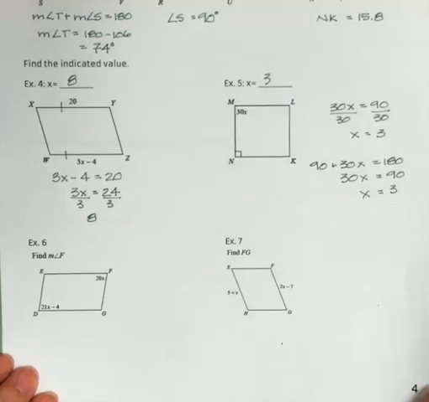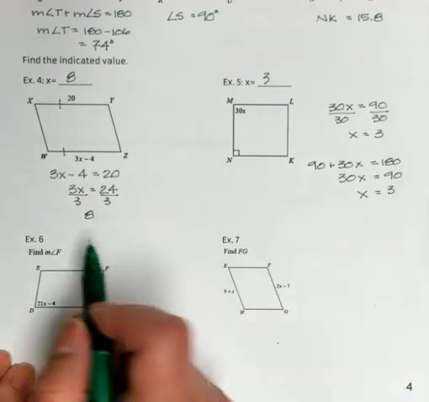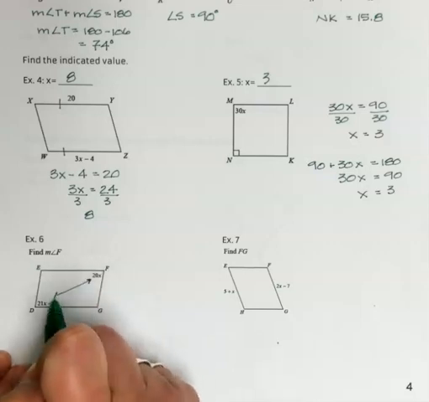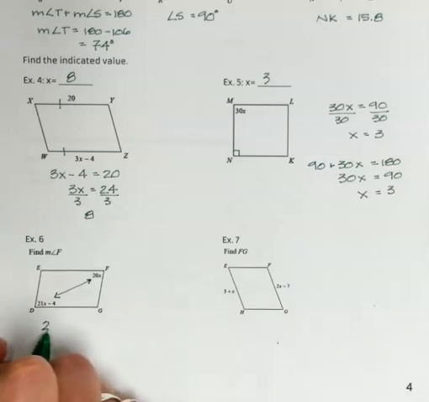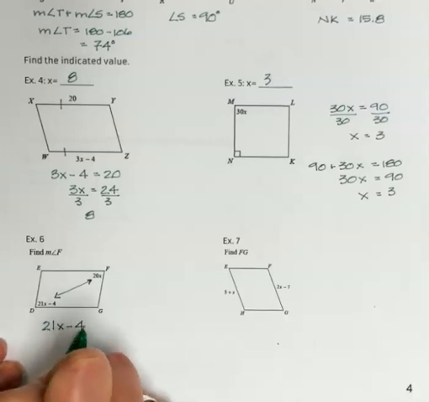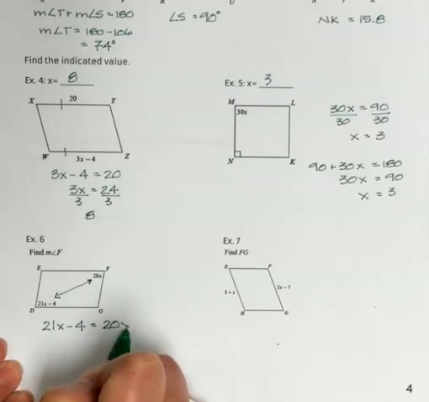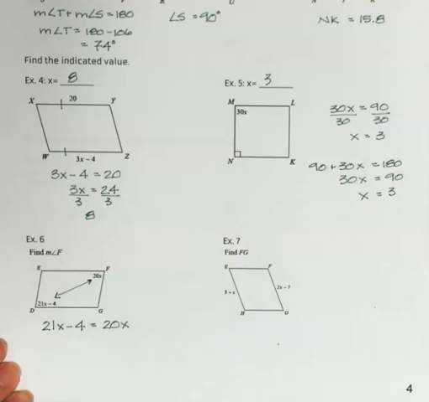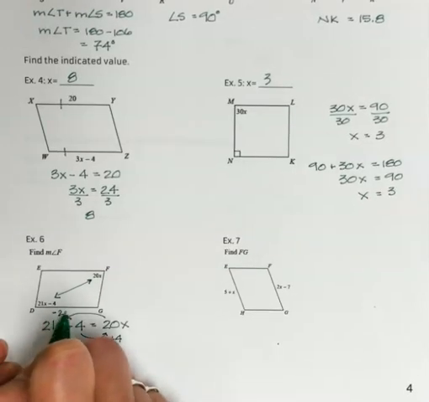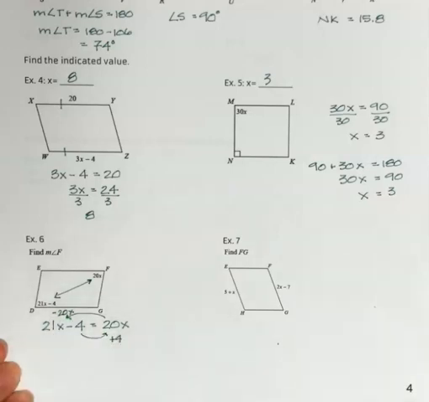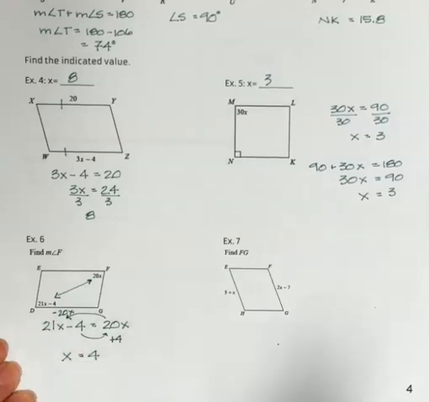Coming down to example 6, we have a parallelogram. We have opposite angles, and because it is a parallelogram, opposite angles are congruent, which means their measures are equal. So we set those two expressions equal to each other. We need to add 4 to both sides. Subtract 20x from both sides. 21 minus 20x is x. And so that is what x is.